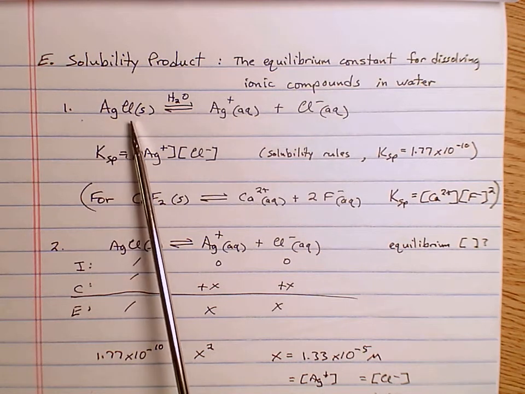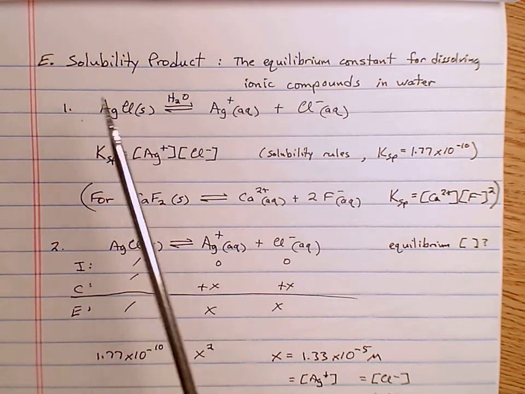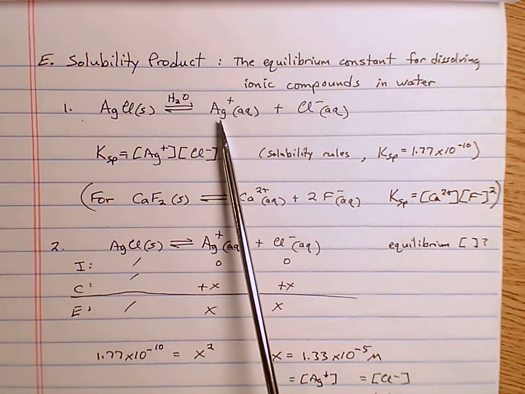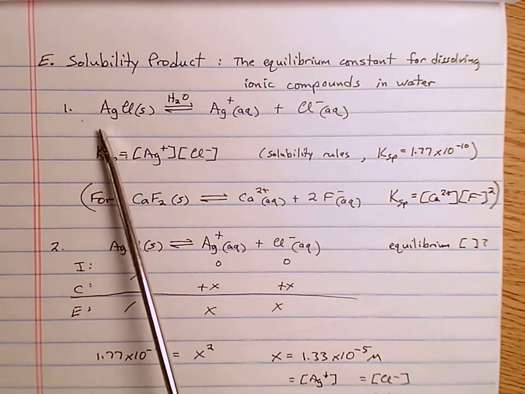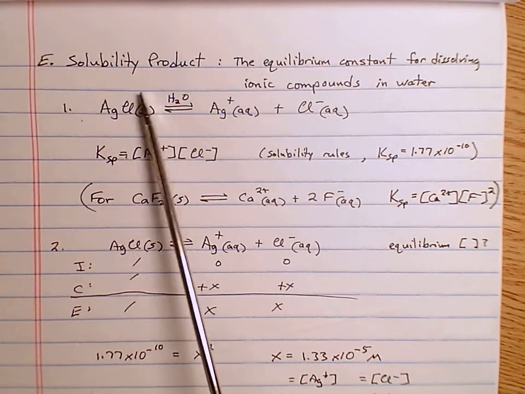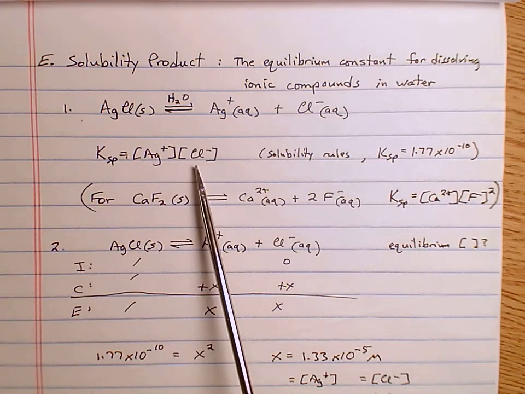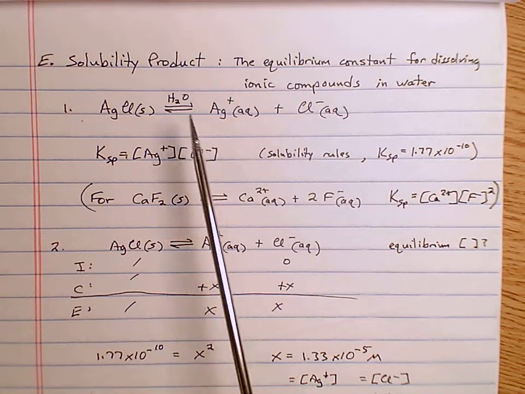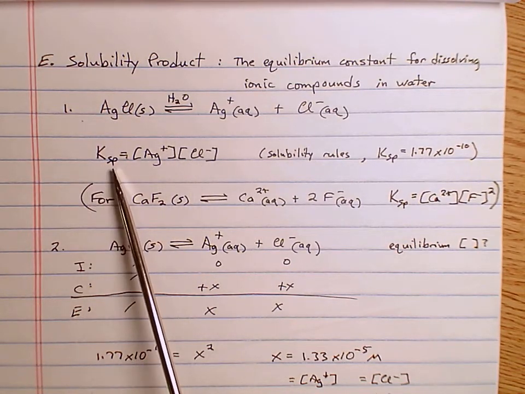Note, if you're going to write the equilibrium constant expression for this, it's always products over reactants. So you would expect it to be the concentration of Ag+ times the concentration of Cl- divided by, this is a solid. Solids are not in our equilibrium constant expressions. Therefore, the equilibrium constant expression, K equals the concentration of Ag+ times the concentration of Cl-. Since this is the equilibrium constant for dissolving this, we call this equilibrium constant the solubility product.